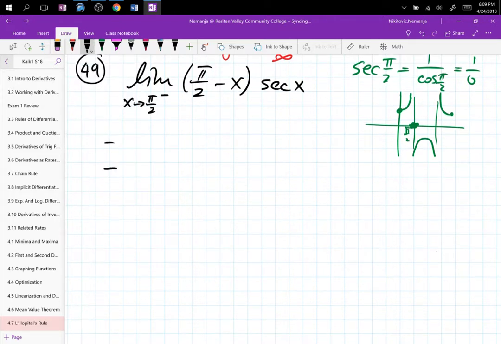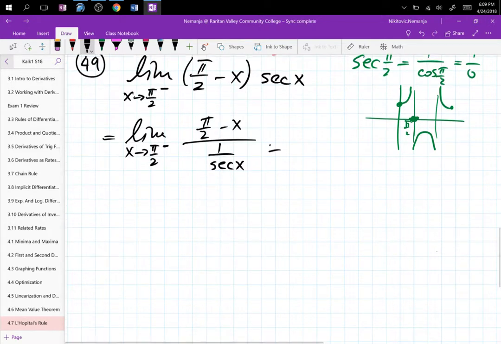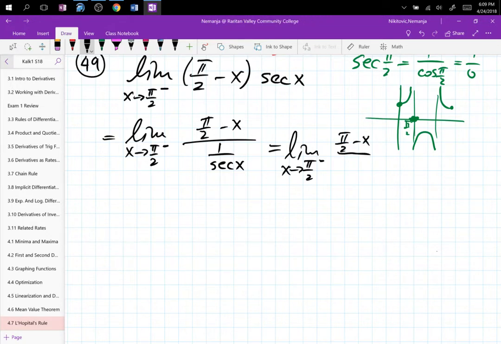So again, we are not putting the L'Hopital yet because we are just doing algebraic manipulations at the time. So I'm going to have, I don't need parentheses, pi over 2 minus x divided by 1 over secant x, which is limit x goes to pi over 2 minus, and now what you have is pi over 2 minus x stays the same. And what's 1 over secant? Cosine x. Nice.